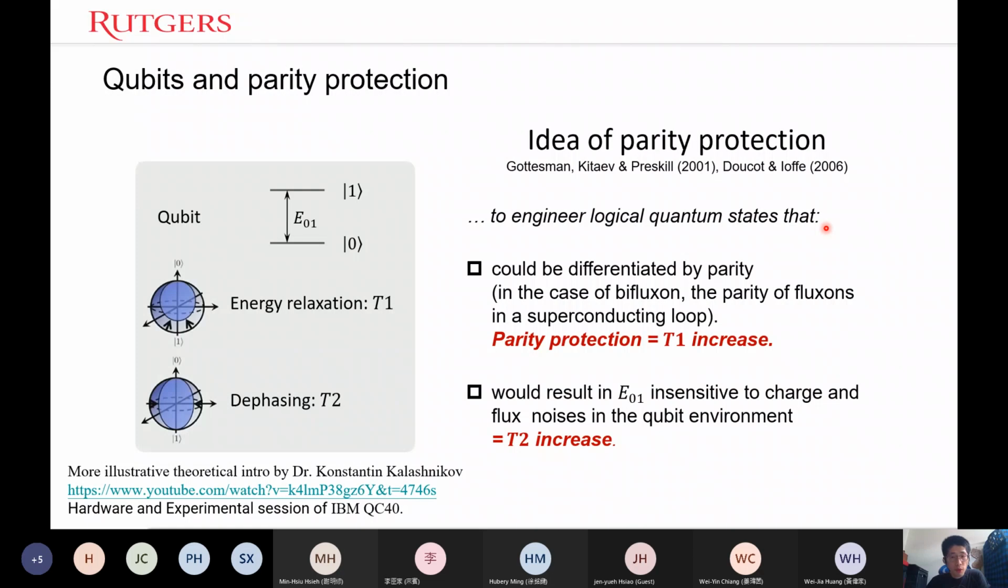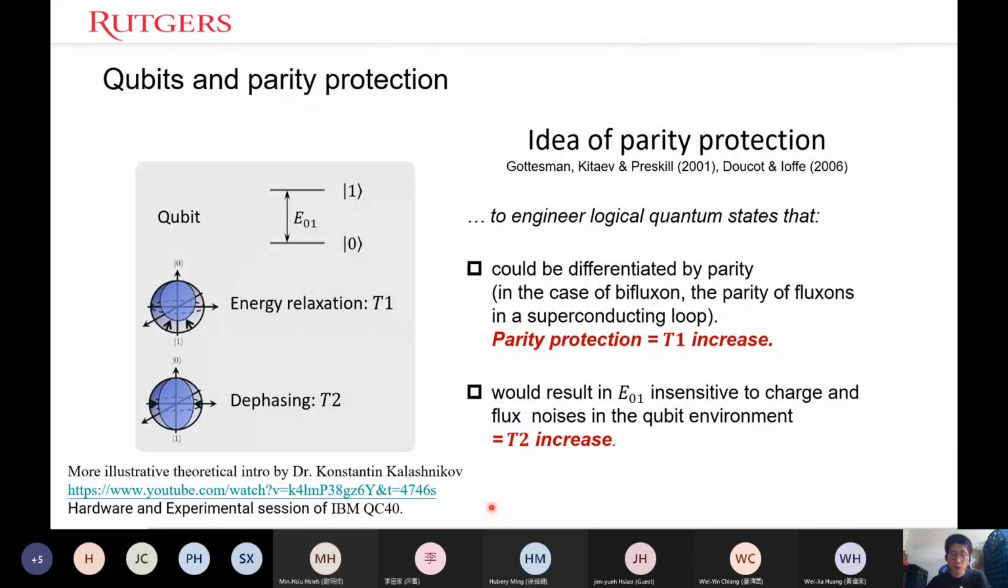So the idea of a protected circuit can be dated back to two proposals by Kitaev and Ioffe in the early 2000s. But for a more illustrative theoretical introduction on this topic, I would highly recommend this talk by Dr. Konstantin Kalashnikov. He was a postdoc in my previous group, and he shared this talk at the IBM Quantum events. I will share this slide later on, of course, so you can check it.